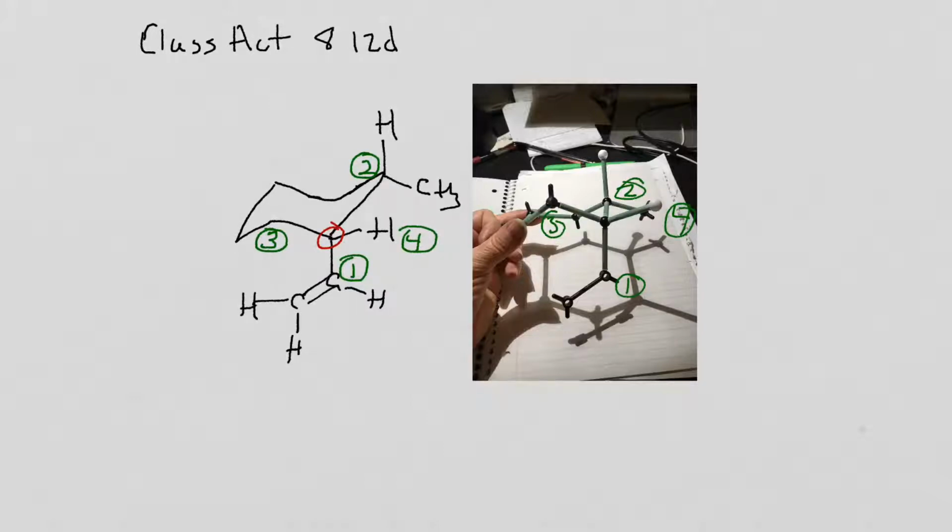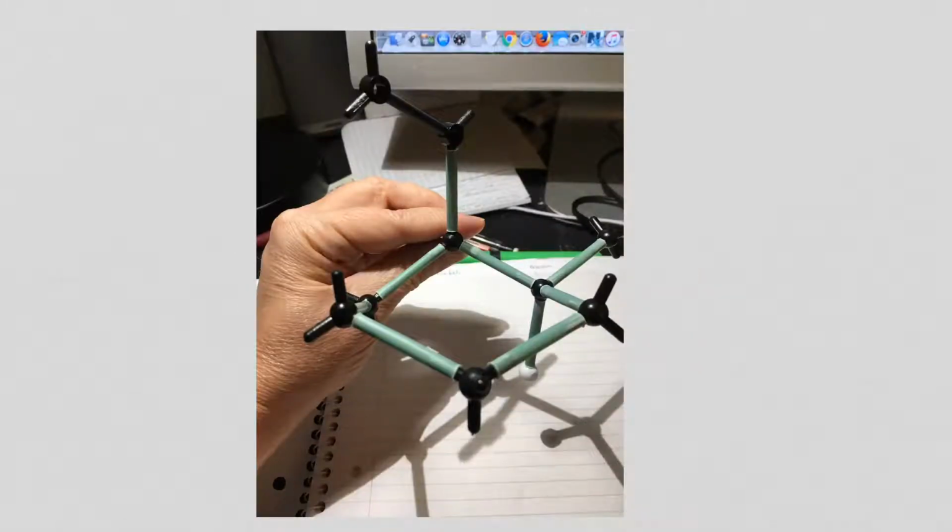So what I did then was turn the model around so that it is facing away from me. When I say facing away from me, I mean the lowest priority group, which is the hydrogen. That's what I'm holding in my hand. That's facing away from me. And I can see that this is group 1, this is group 2, and this is group 3, and we can see that's going around in a clockwise direction, and therefore this is R.